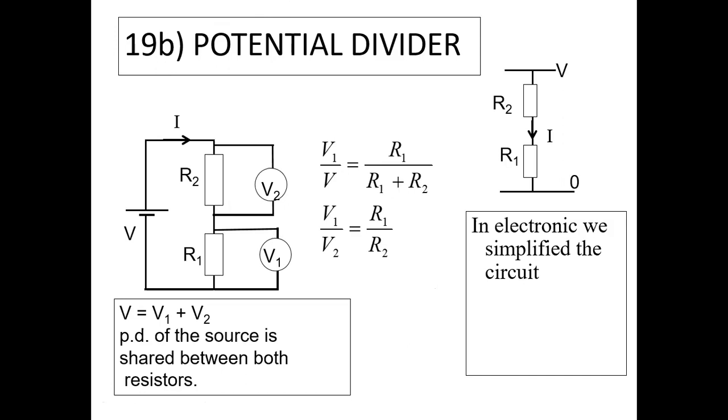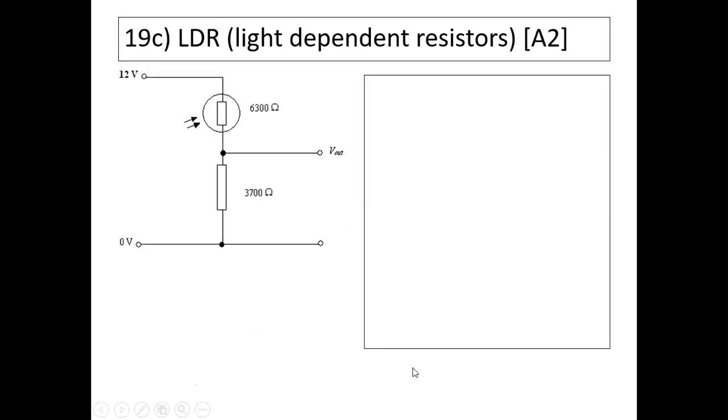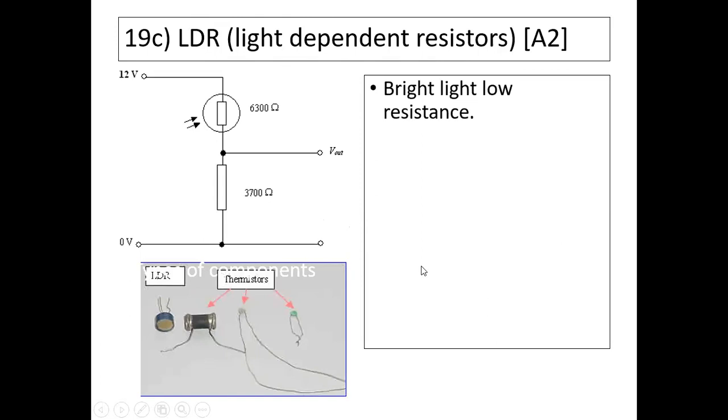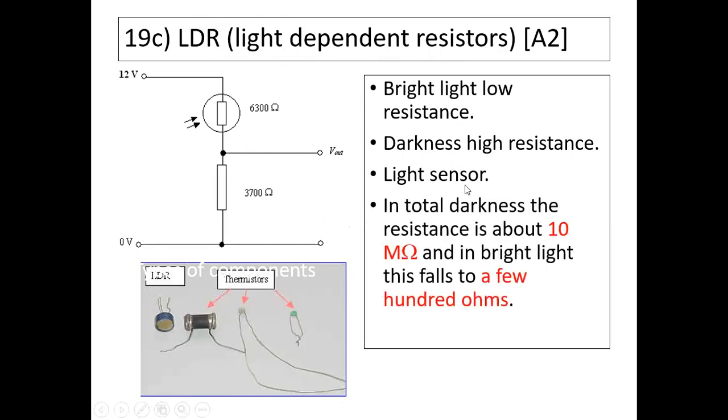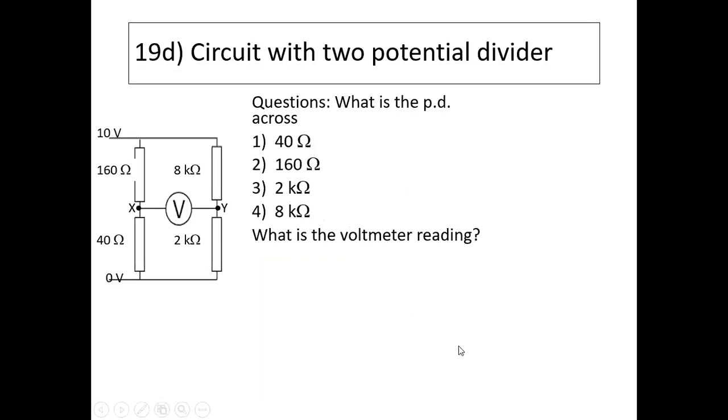It's just a ratio. That's why I told you, just remember it's a ratio. The current is constant through R1 and R2. That's the reason why we get this equation. Usually it's used with a special resistor. I think you probably studied the light dependent resistor in your SPM. Bright light, low resistance; darkness, high resistance; used as a light sensor. In darkness, resistance is 10 mega ohm, and in bright light, a few hundred ohm.